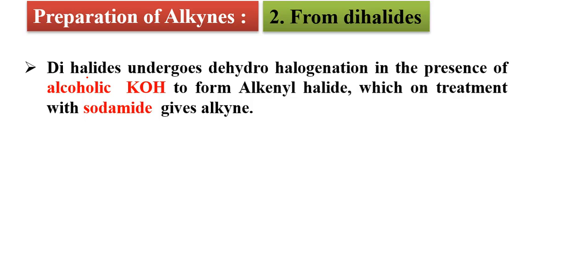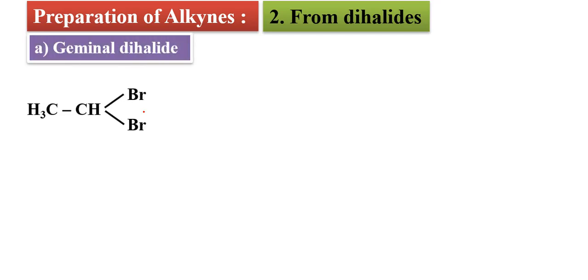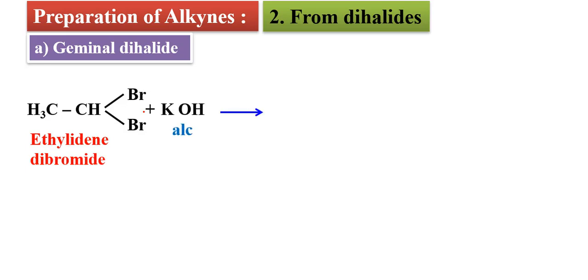Preparation of alkynes from dihalides. Dihalides undergo dehydrohalogenation in the presence of alkali KOH to form alkenyl halide, which on treatment with sodamide gives alkynes. Even we can use alkali KOH in excess amount, but the yield is less, that's why we are using sodamide. You can see one example here.